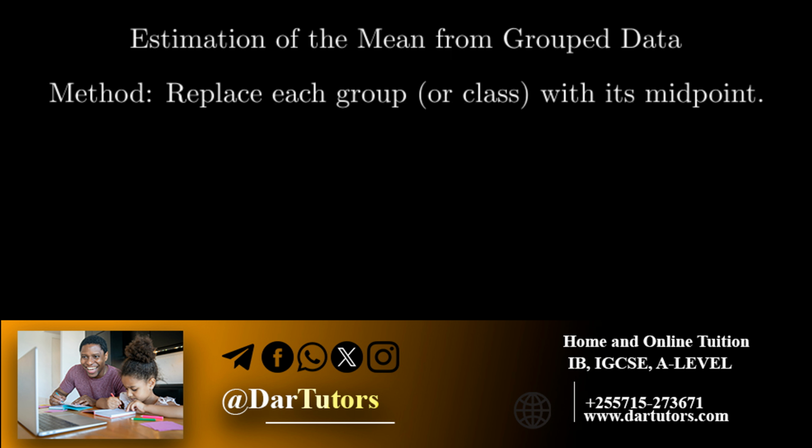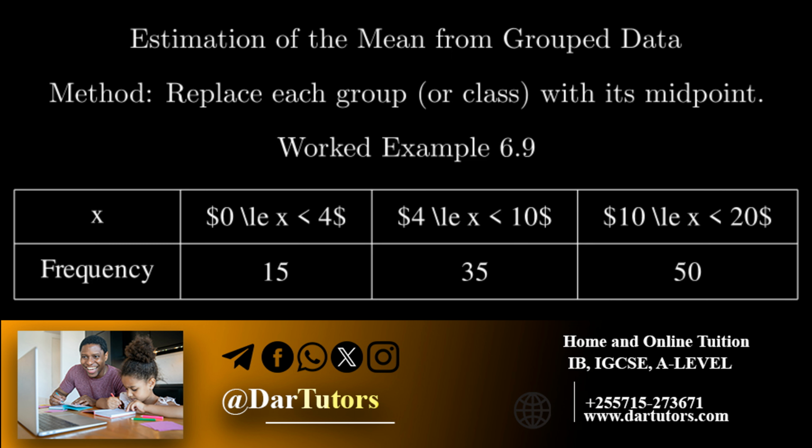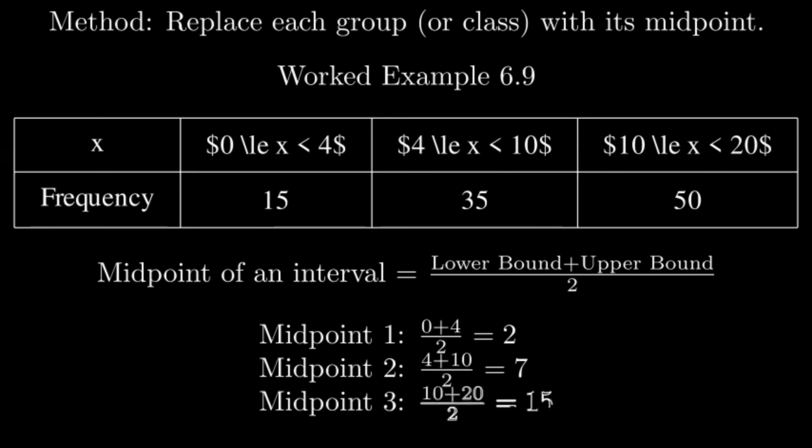So we use the midpoint of each class to represent all the data in that class. Let's take this frequency table of grouped data. We want to estimate the mean value. First, we need to find the midpoint for each interval. The midpoint is just the average of the lower and upper bounds of the interval.